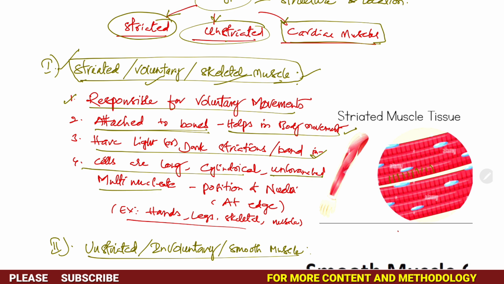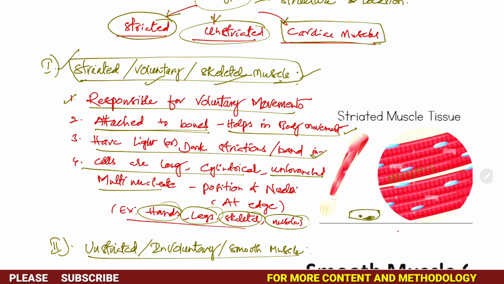In this tissue the cells are long and cylindrical, unbranched and multinucleated. The nuclei of these cells are actually at the edge. You can see here, take one of the cells: the nucleus is not located in the center, but at the edges of the cell. These voluntary muscles are found in hands, as we already discussed, legs and skeletal muscles.